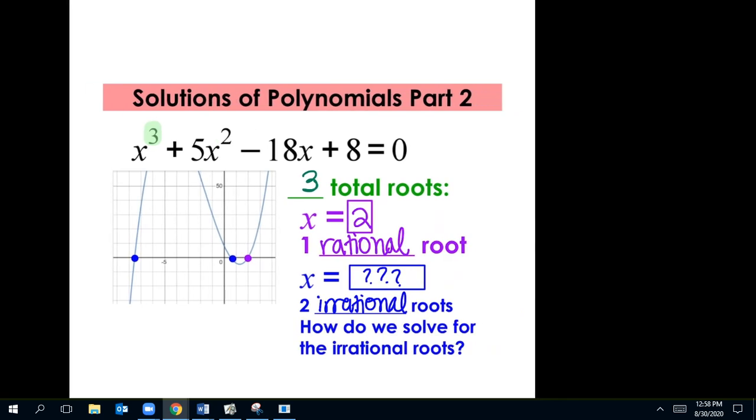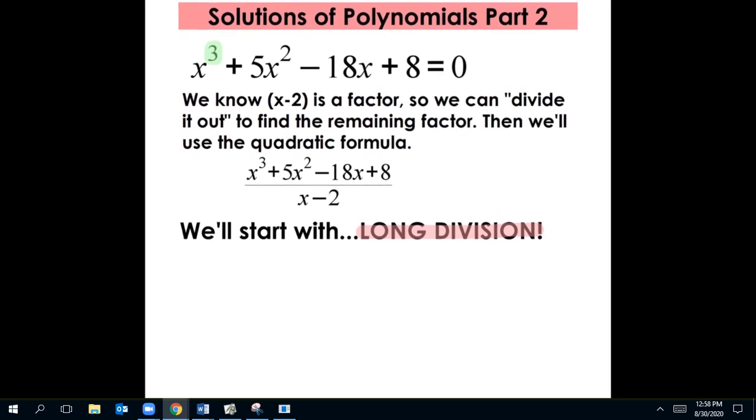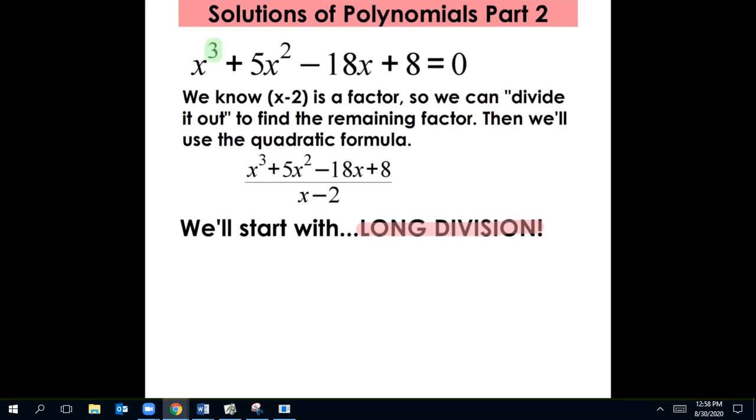And we'll again want to use the quadratic formula. But we can't get there as easily as we could last time. We can't just factor out x minus 2 because we don't know what's going to be left over. We do know x minus 2 is a factor because it is a root, as you did extensive practice with roots and factors yesterday. So what we want to do is divide it out like we did a few steps ago, and then use the quadratic formula. So what we're going to do is start with long division. That's the only thing we can do right now, is to divide out this x minus 2.